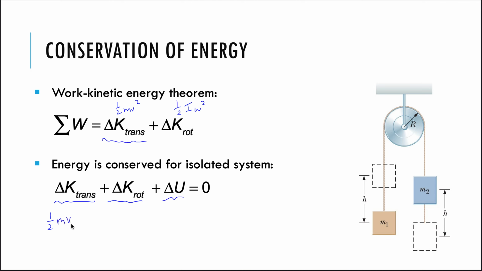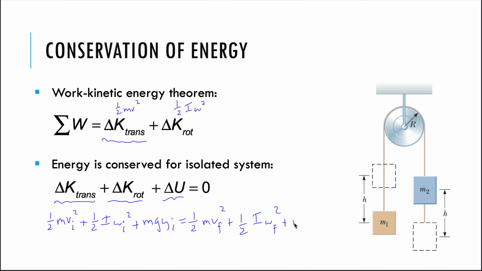So 1/2 mv initial squared plus 1/2 I omega initial squared plus, let's say we're only dealing with gravitational potential energy, mg y initial, all the initial energies equal all the final energies. That's another way to write conservation of energy for an isolated system.